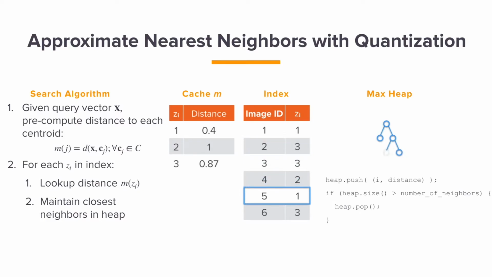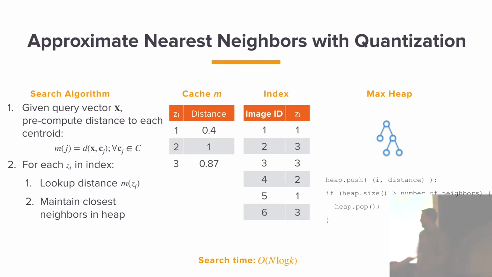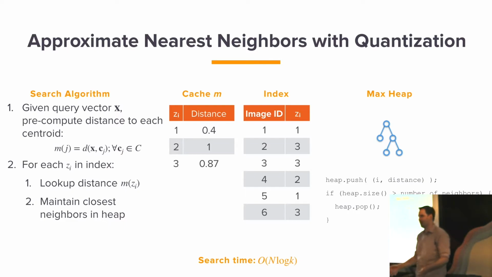And whenever my max heap gets bigger than k, the number of neighbors I want, I pop the max off. That's where the log k comes in. Makes sense? Every insertion into this max heap takes log k. I have to do n of them. Getting the distance is constant because I pre-computed it, right? So this sounds great, right? It's still linear, but it's a fast linear.